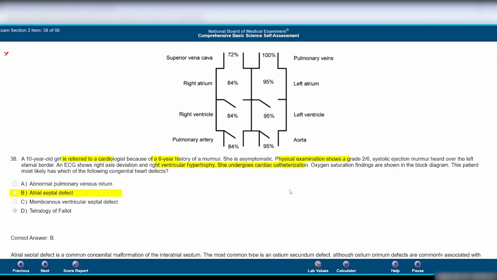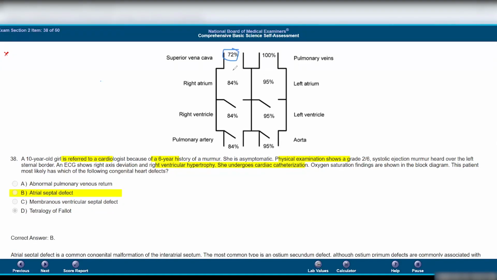For this one, I think I was panicking because I was between B and D, but the right ventricular hypertrophy was throwing me off a bit. But if I look at the oxygen saturation of the right atrium, I would imagine that if it was normal, the right atrium would also have 72% because the blood would come from the SVC. Yeah, for sure, right?